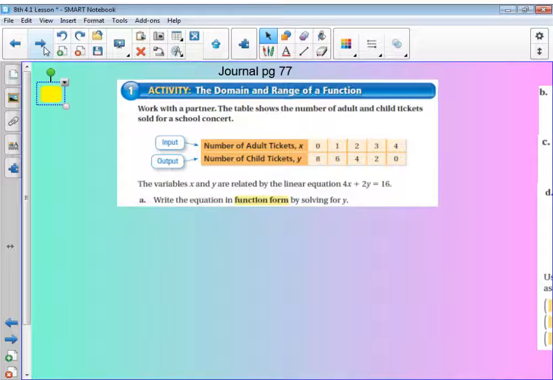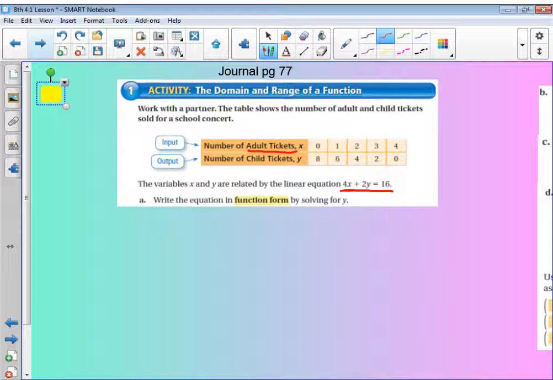So remember that your inputs are anytime they give you your x's, okay? That's also your domain, okay? Your outputs are your y's, also known as your range, if they use that word instead. So here it says the variables x and y are related by the linear equation 4x plus 2y equals 16. So in other words, what they're saying here is in this equation, we've got 4 x's, and our x's represent adult tickets, plus 2 y's, and that's going to equal 16.